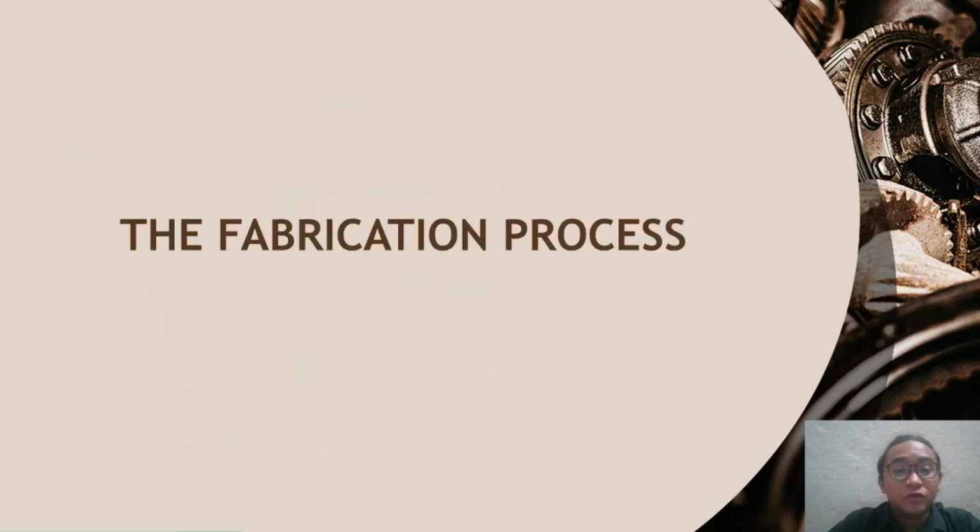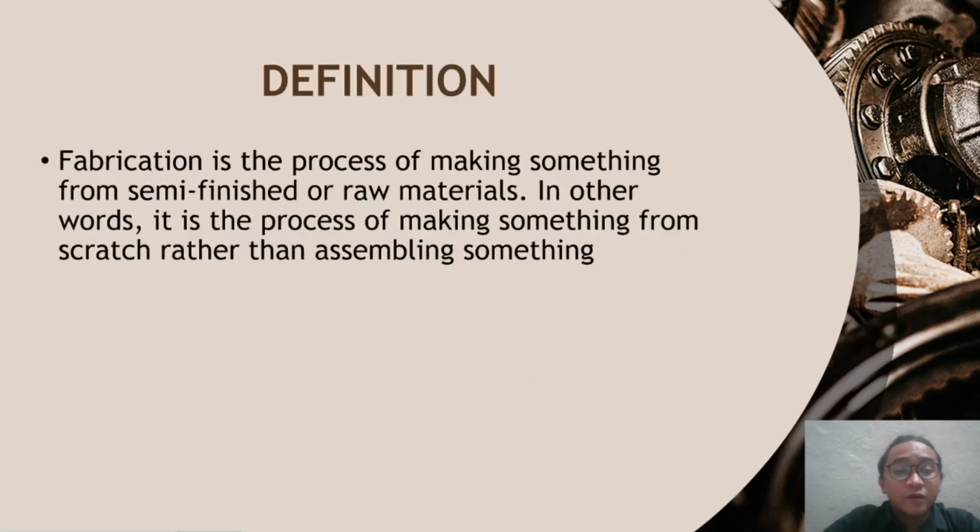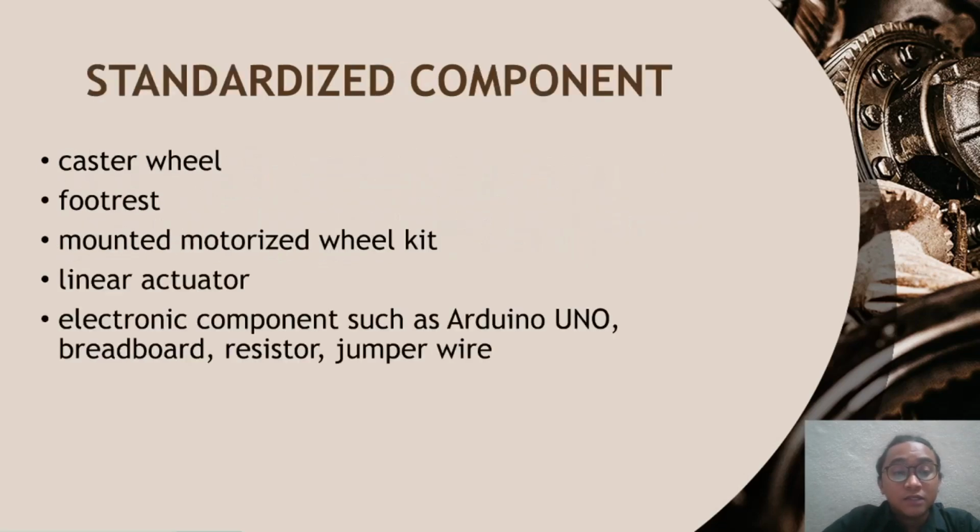Next, we move on to the fabrication process. Fabrication is the process of making something from semi-finished or raw material. In other words, it is the process of making something from scratch rather than assembling something. In this project, we use standardized components such as caster wheel, footrest, mounted motorized wheel kit, linear actuator, and electronic components such as Arduino Uno, breadboard, resistor, and jumper wire, which are already available in the market so that we can minimize cost and enhance the quality.